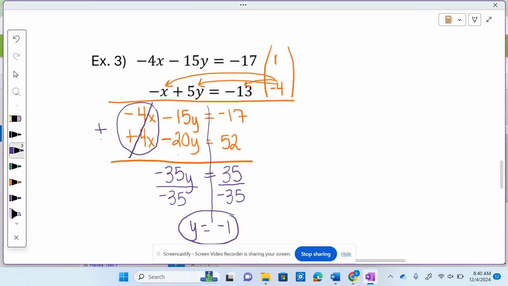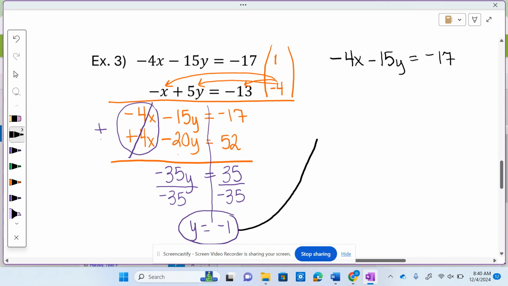All right, Aiden, do you want to plug in or substitute y equals -1 into the top equation or the bottom equation? Totally your choice. Into the top one? So Aiden says we're going to substitute into the top equation. So I rewrite the original top equation, not the one that we manipulated by multiplying. I am going to sub in y equals -1. So let's rewrite that. What's it going to look like?